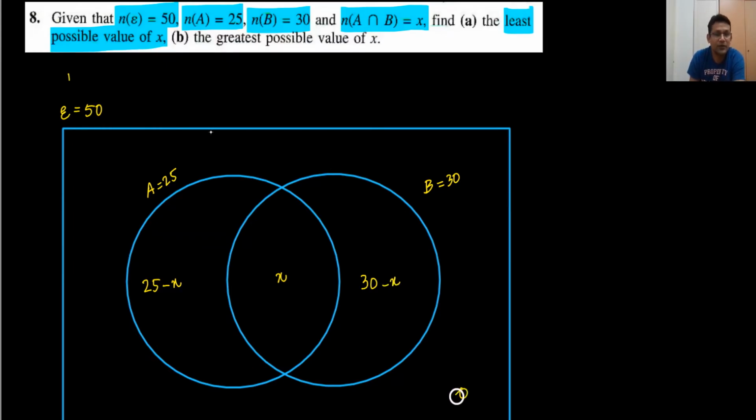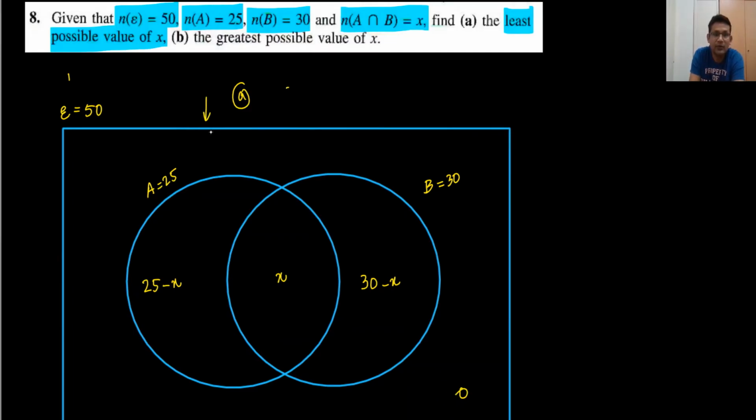Now, what is the condition I told you? When this is 0, the x is automatically small. This is the smallest value. This diagram is for the smallest value. So A part to find the small value. Now, nothing is outside because it's not given in the question. So it means nothing is outside.